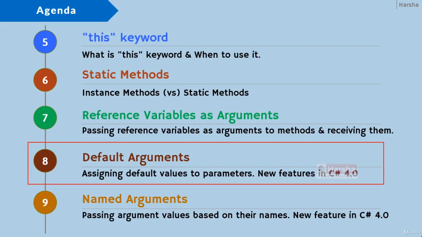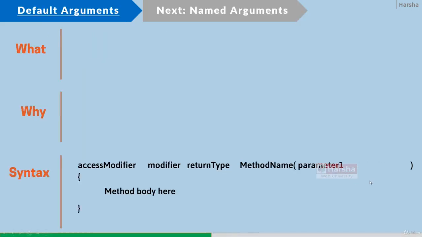This lecture explains default arguments, which is one of the newly introduced features in C# 4.0. Whenever you assign a default value to the parameter of a method, that is called a default argument. So you have a method, it can be an instance method or static method, and it has a parameter, and you have assigned a default value to the parameter. Whenever you assign a default value to the parameter, you can call it a default argument.